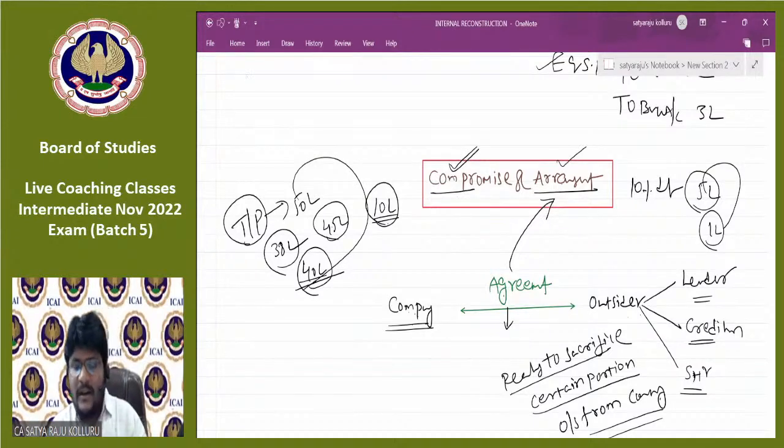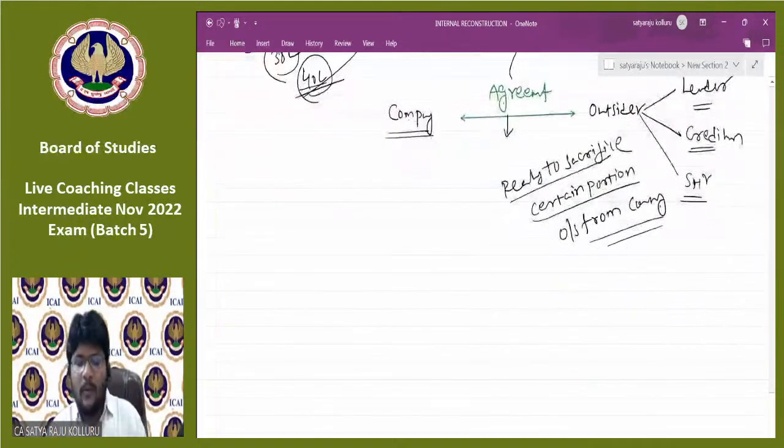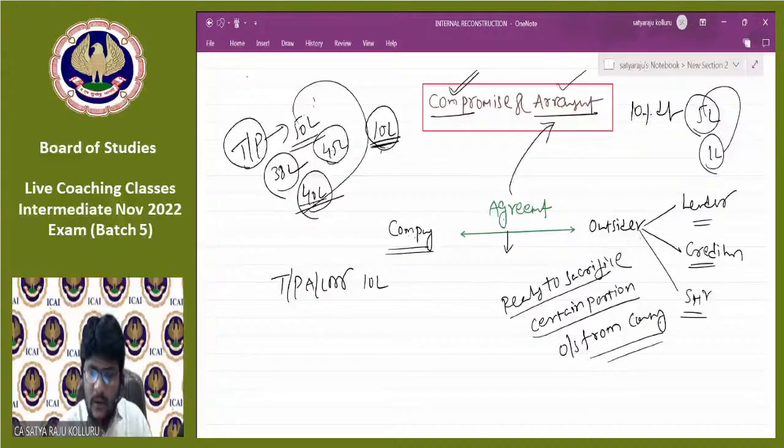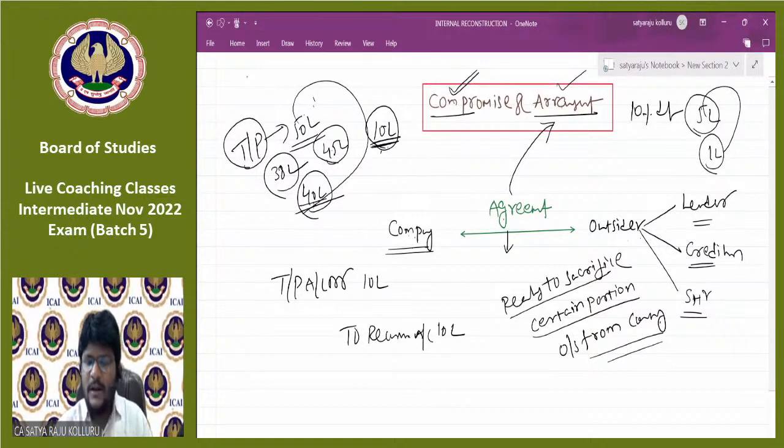So then what is the journal entry we need to pass in case of compromise or arrangement, sir? First, let me take this case. For example, trade payable was earlier 50 lakhs, right? Right now it is 40 lakhs, right? Now, in the entry, trade payables we need to decrease to the extent of 10 lakhs. Sacrifice, how much? 10 lakhs, which is a profitable situation. That's why you can transfer it to the reconstruction account. Such a simple accounting treatment.